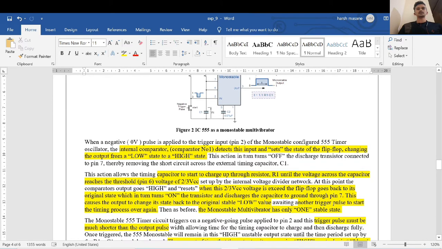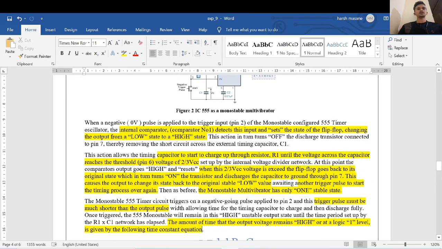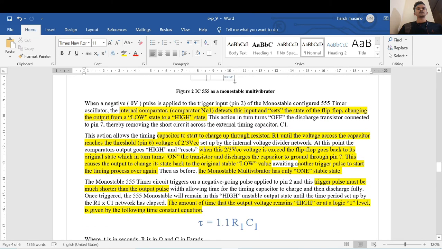Here the transistor gets turned off and the capacitor starts to charge. So here it charges with the help of R1. So until the voltage across the capacitor reaches the threshold voltage, which is 2/3 of VCC, the state is high at the output. When the voltage goes above this 2/3 of VCC, the flip-flop goes back to its original state. In turn, it will turn on the transistor, and now the capacitor discharges. So the output changes to the low state.